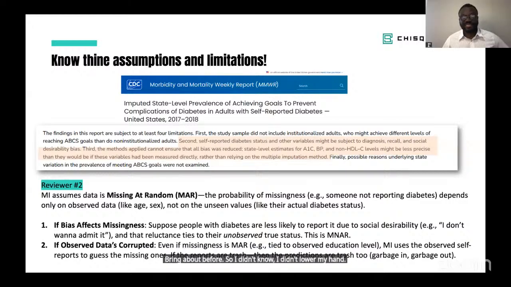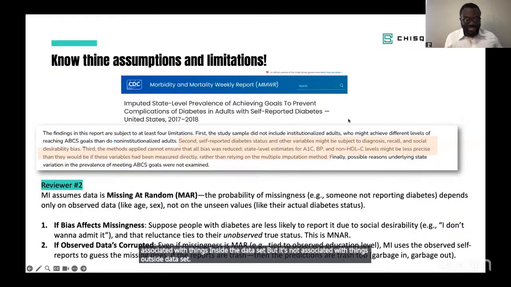Of course, excellent perspective. But just to re-echo that the assumption for multiple imputation is MAR, not MCAR. So missing at random. Missing at random means that the missingness is associated with things inside the data set, but it's not associated with things outside the data set. Of course, that is obviously, like everybody has excellently stated, things like recall bias and social desirability bias are not things that are in the data set. They're things that are outside the data set.